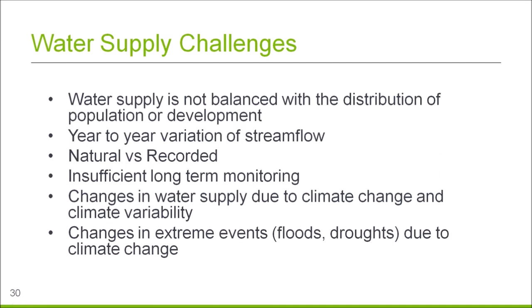So again, whatever I have discussed before, this is just a listing of things that we face in terms of water supply challenges. Definitely, water supply is not balanced with the distribution of population. We do have year-to-year variation of stream flow, and a lot of our rivers are regulated, so we have stream flow changes in natural versus regulated rivers. Also, we don't have sufficient long-term monitoring stations, like stations with more than 100 years of data, and changes in water supply happen all the time in terms of climate variability, like ENSO and PDO, and also probably in terms of climate change as well.